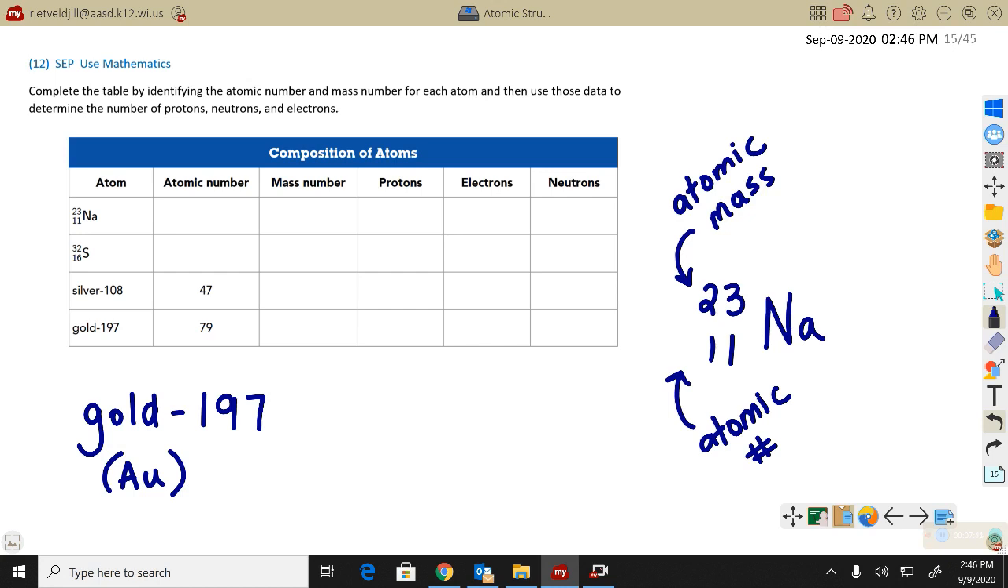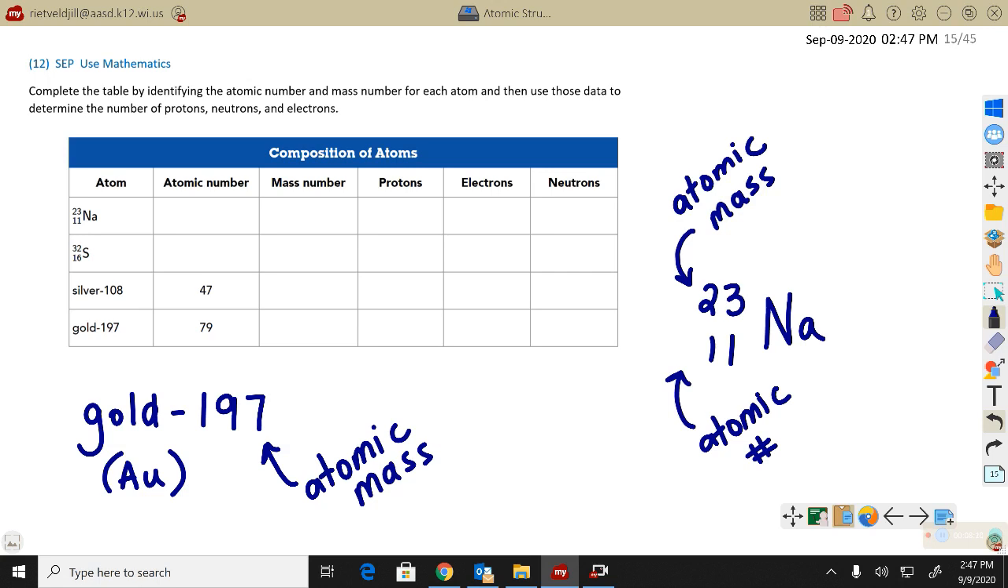And then the larger number in the box, now I'm looking at a periodic table that says 196.967. For purposes of filling out a chart like this, we round to the nearest whole number. Later on, we'll figure out why that number is a decimal. But we can round to the nearest whole number. It's really, really close to 197. That number is the mass. That's the atomic mass.